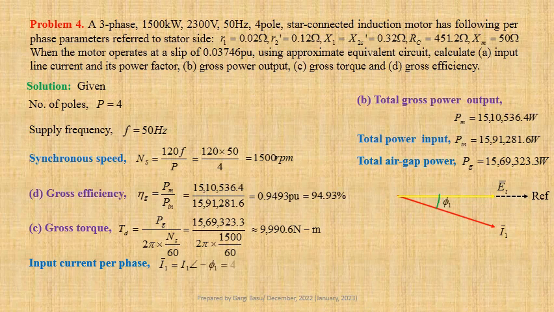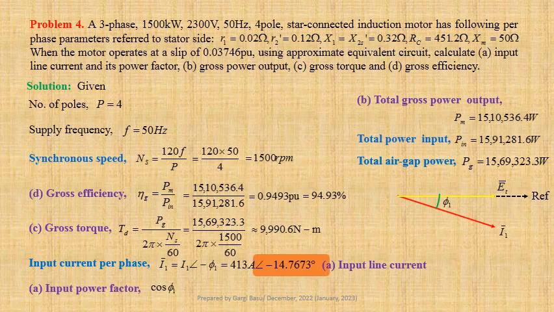We have determined input current per phase I1 equals I1 at an angle minus phi 1 equals 413 ampere at an angle minus 14.7673 degree. For star-connected induction motor, input current per phase equals input line current. Let us now calculate input power factor. Cos phi 1 equals cos of 14.7673 degree, that is equal to 0.967 lagging.